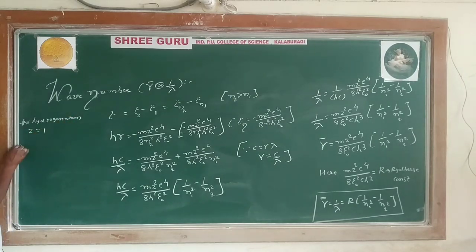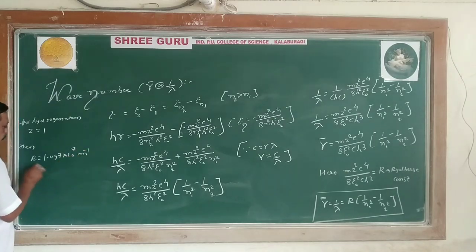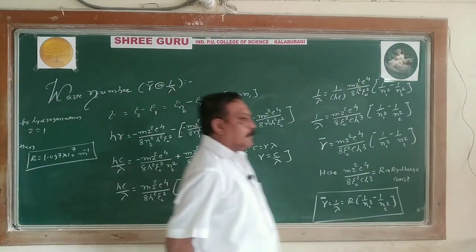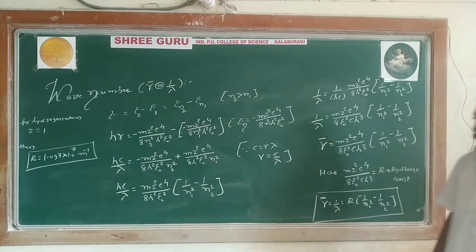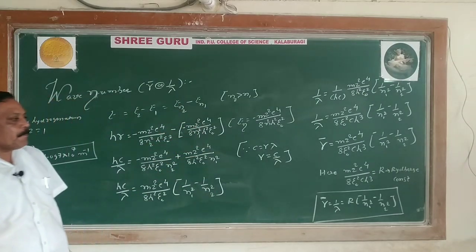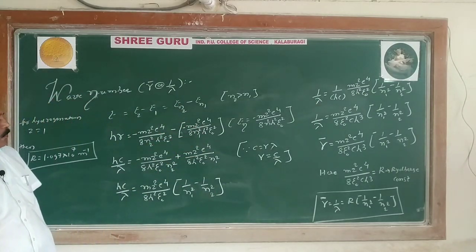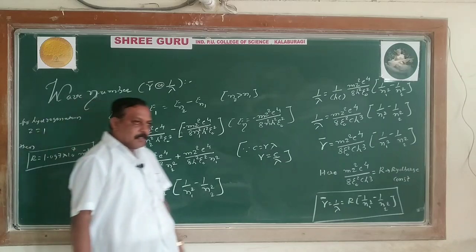Z equals to 1. Then R equals, by substituting all the constant values for the hydrogen atom with Z equals to 1, 1.097 into 10 to the power of 7. So 1 by lambda is per meter. Now this is the value of what? Rydberg constant. The Rydberg constant is calculated for the hydrogen atom, Z equals to 1, by substituting all the remaining constant values, mass m, e, epsilon naught, c and h. Finally we get the value of the Rydberg constant 1.097 into 10 to the power of 7, and it is per meter.